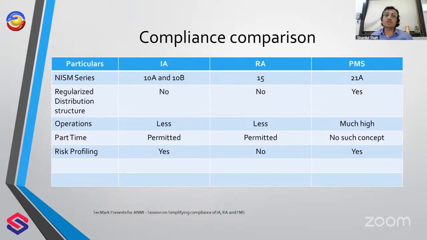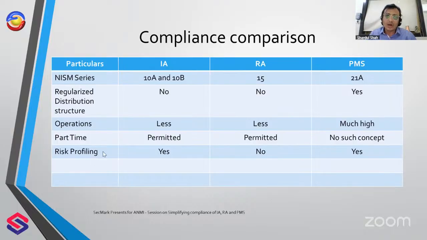With regard to the distribution network for IA, RA or PMS services, there is no regularized distribution structure with regard to the IA and RA. However, for the PMS, there is a regularized structure for the distributor. The distributor should be empanelled with the APMI, an authority, as well as they have to have an NISM certification for the distribution purpose. And there are certain disclosure norms that should be adopted by the portfolio manager.